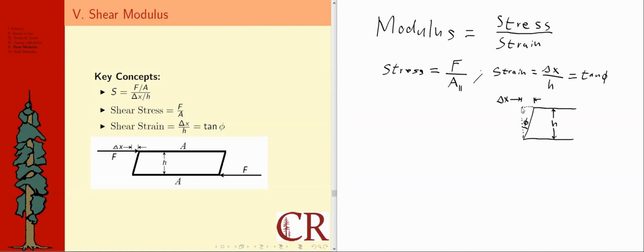Looking at this right triangle here in the picture on the right on the whiteboard, you can see that the opposite side of that angle is delta x, and the adjacent side in this triangle is equal to h, so hence tangent being opposite over adjacent would be equal to delta x over h.